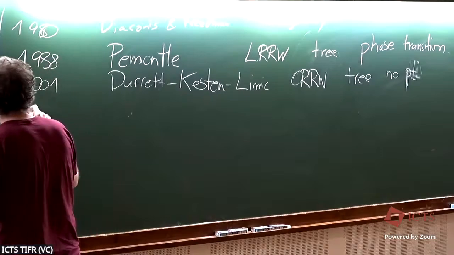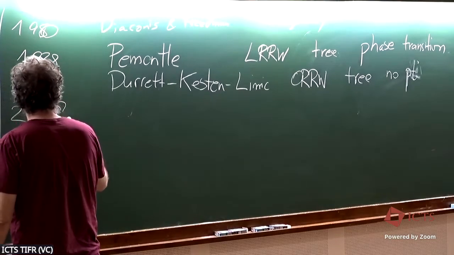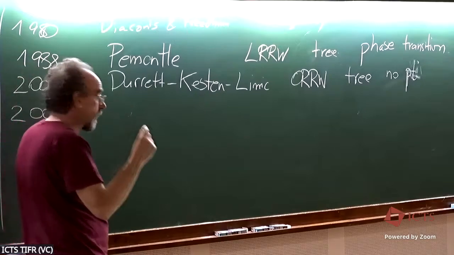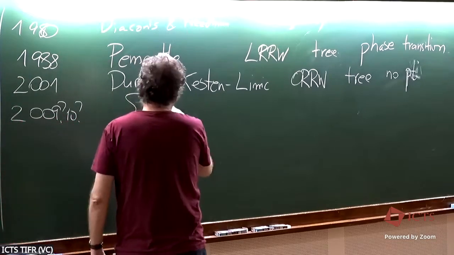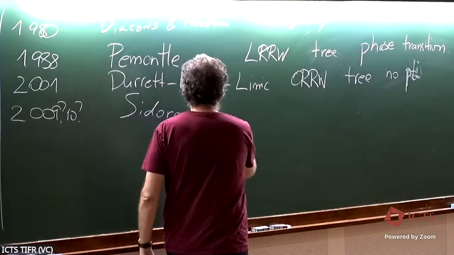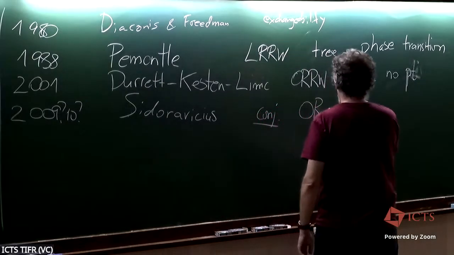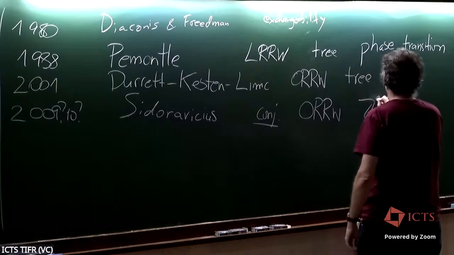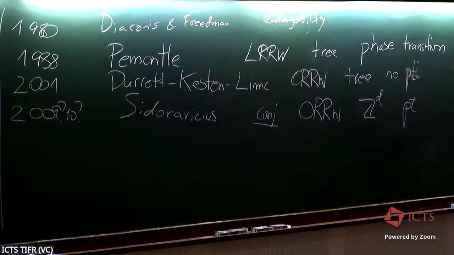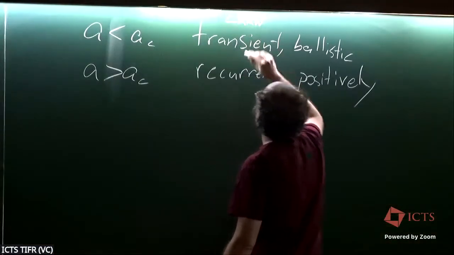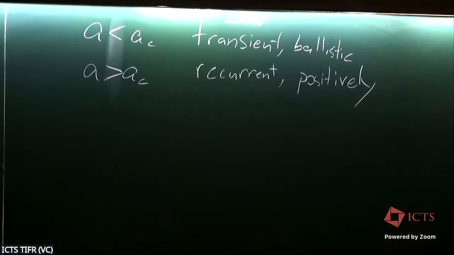So that's why it was pretty surprising when around 2009 or 10, I don't know exactly when, Vladas Sidorovicius made the conjecture, not the result, that once reinforced random walk on Z^d has a phase transition. And the phase transition is a little different from the phase transition for linearly reinforced. So this is the linearly reinforced case. And for the once reinforced random walk, he conjectured a slightly different picture.